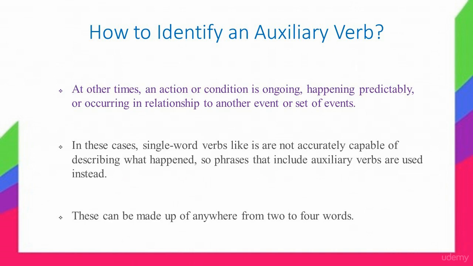At other times, an action or condition is ongoing, happening predictably or occurring in relationship to other events or sets of events. In these cases, single-word verbs, like is, are not capable of accurately describing what happened, so phrases that include auxiliary verbs are used instead. These can be made up of anything from 2 to 4 words.